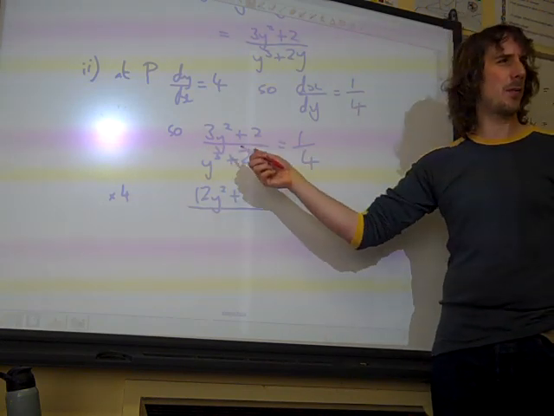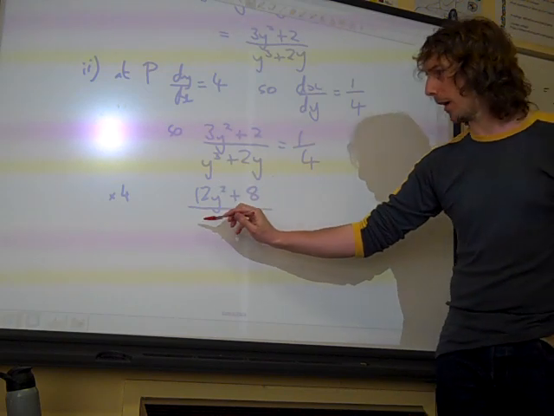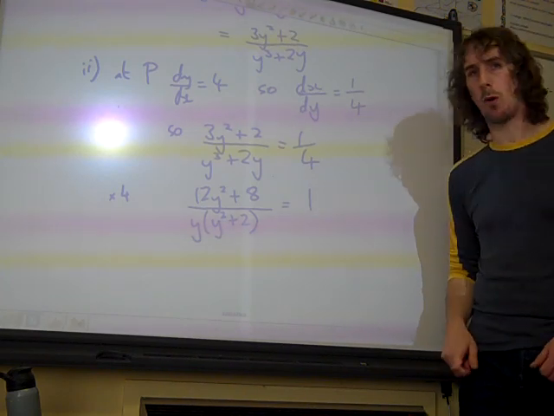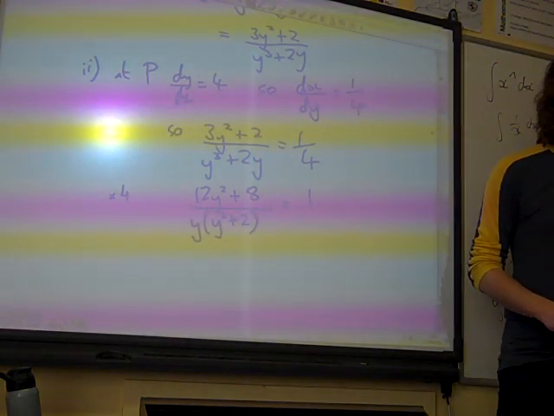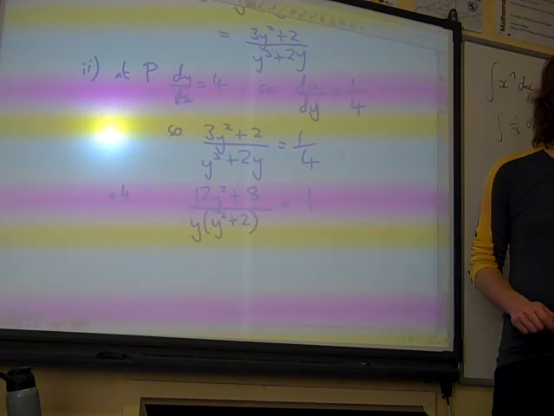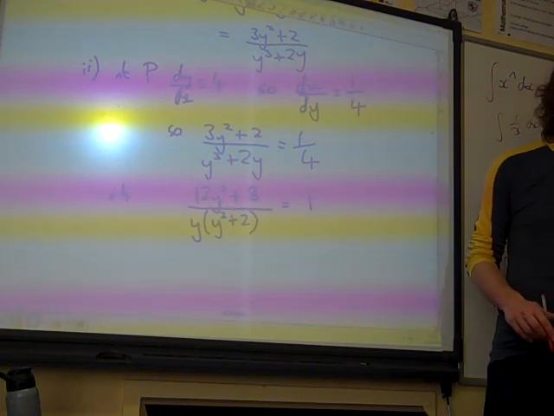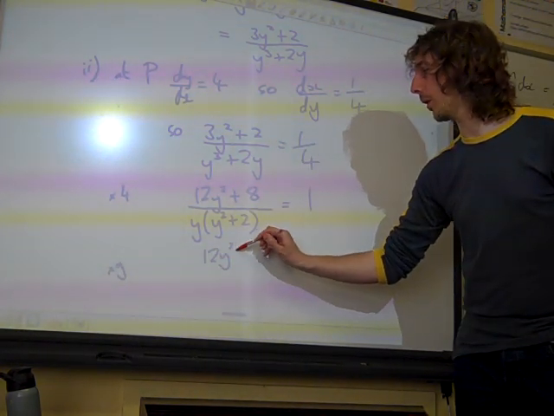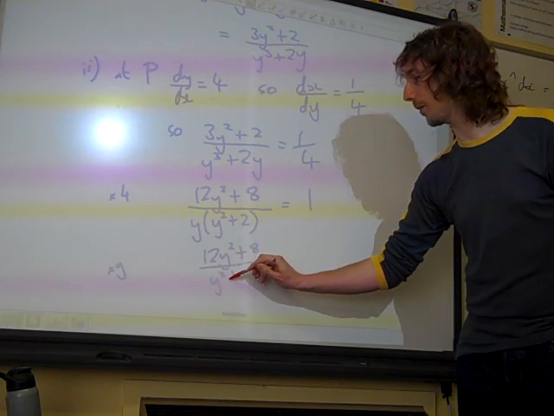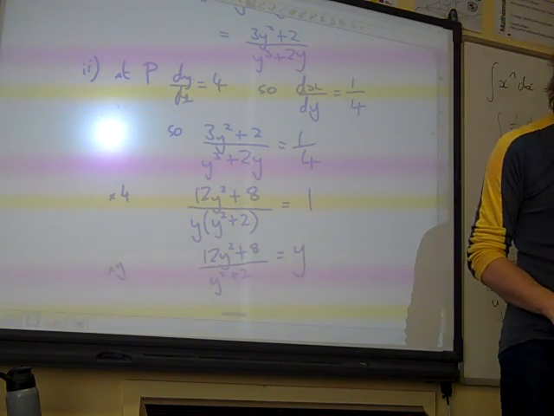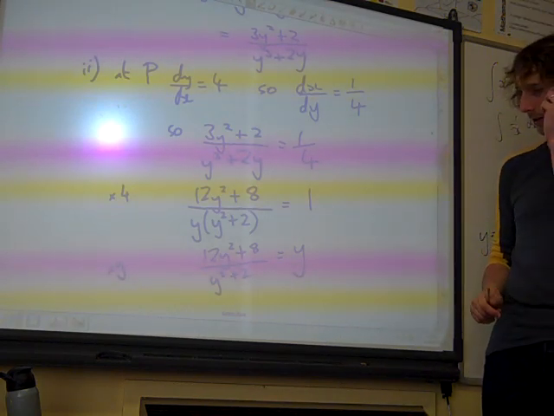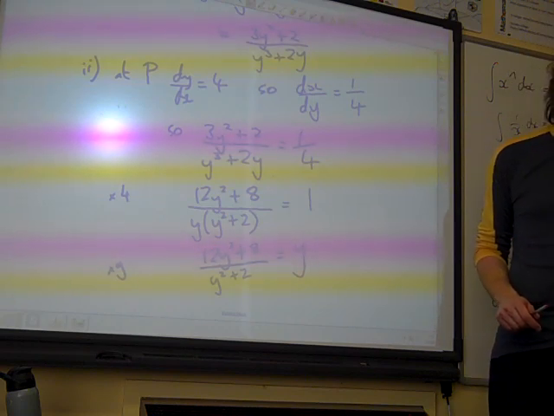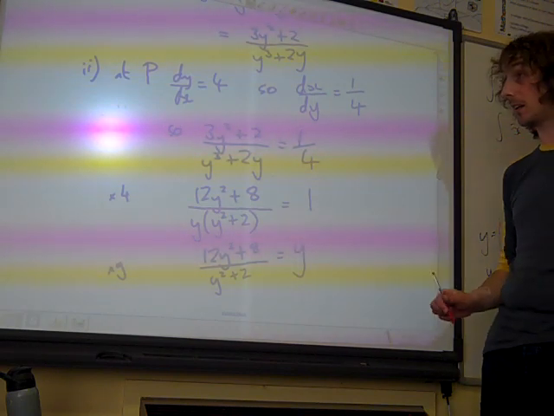This is crying out to be factorised, isn't it? y cubed plus 2y. Let's take the y out as a factor. y squared plus 2 on the bottom. And that's now equal to 1 because we multiplied by 4. I think we're one step away from where we wanted to be, aren't we? The answer we're looking for was y equals, multiply through by the y, and we get 12y squared plus 8 over y squared plus 2 equals y. And that's exactly where we were supposed to be heading towards. We've written it the wrong way around, but there we are. That was 3 marks.